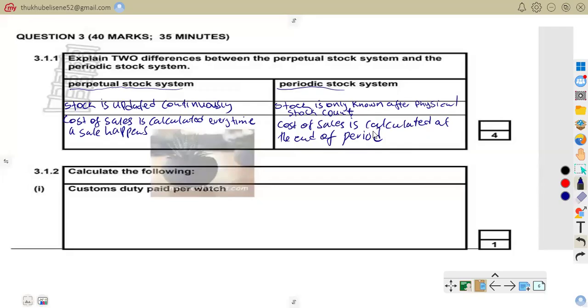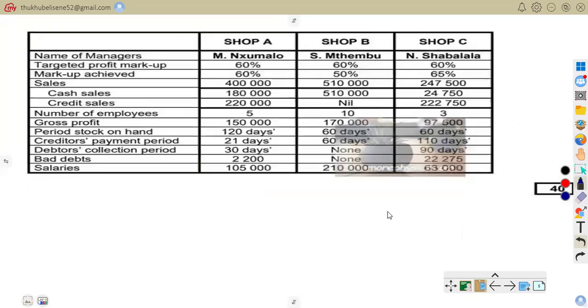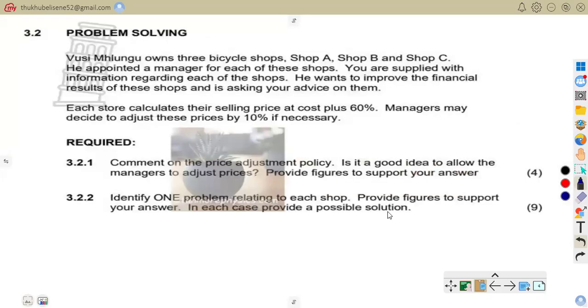You will find again that under perpetual stock, stock purchased is recorded as an asset. But under periodic, the stock purchase is recorded as an expense. That is the difference again of these two types of stock system. So now let us move on to 3.1.2.